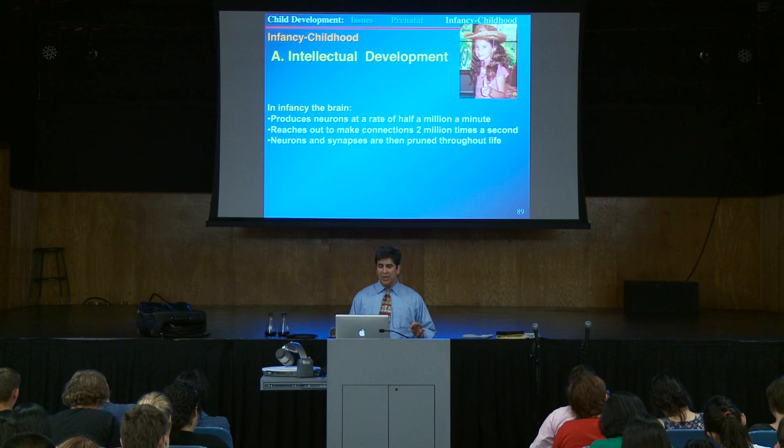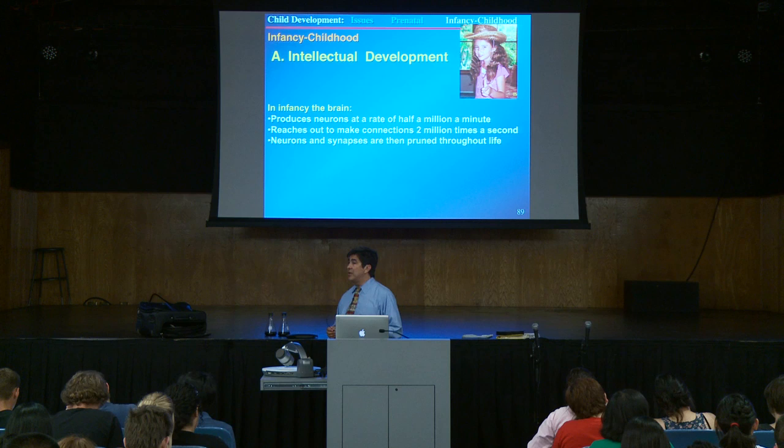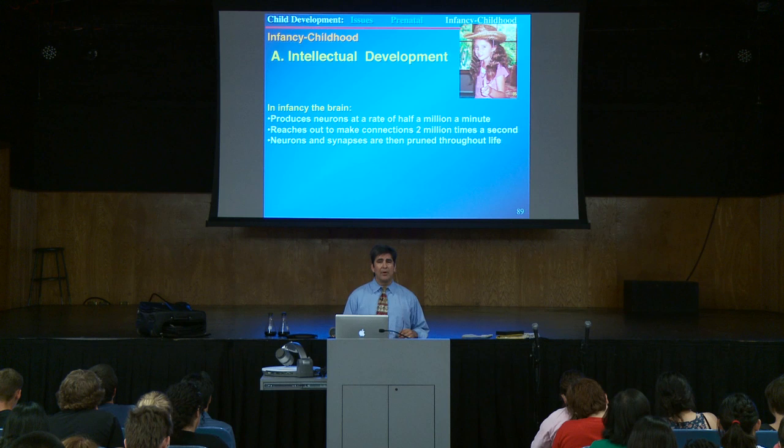Okay, after infancy, as we move into childhood, we have now another way of looking at babies and children that is of interest to psychologists, and that's in what's called their intellectual development. Intellectual development with infants is something we're going to spend some time talking about today. The brain is producing neurons during this stage at some amazing speed. 500,000 a minute may be being produced during early stages of infancy.